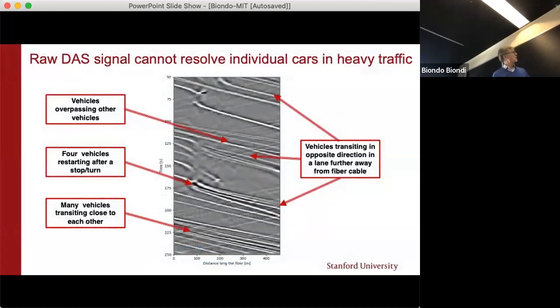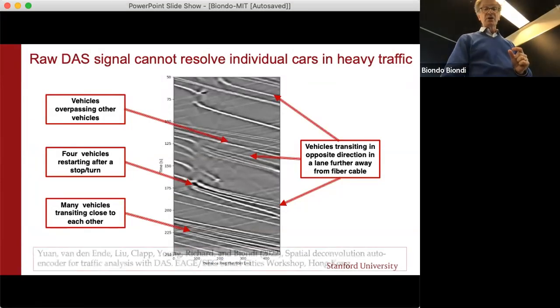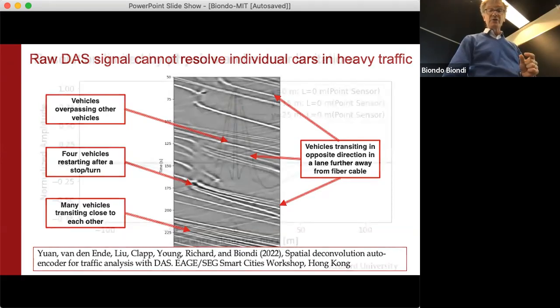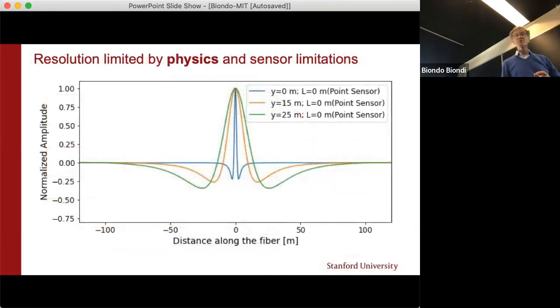Here is an example of heavier traffic than before. And one of the things we decided is that to do good tracking, we need to extract higher resolution images. So that means we need to look at the time sequence or spatial sequence of the car, and convert that from the data.